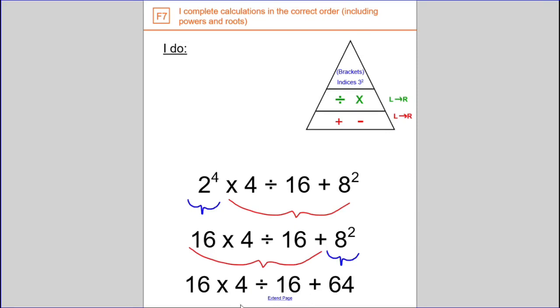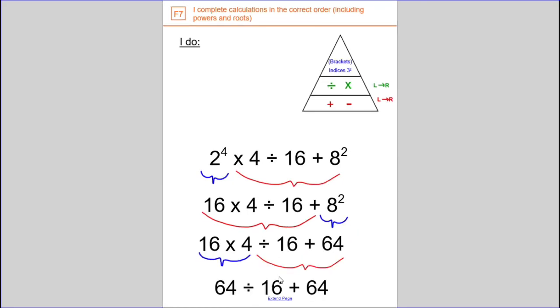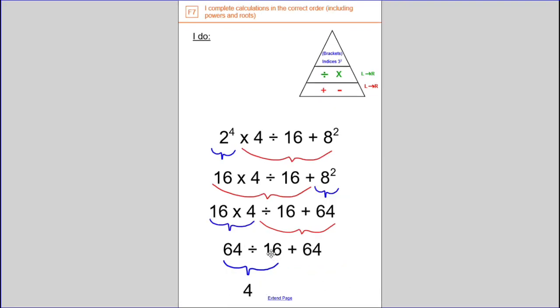Then I need to multiply next, because multiply and divide are on the same level. But I'm going to start from left to right. 16 times 4 gives me 64. Bring the rest of the information down. Here we've got to do division before addition. So if I do that, I get 4. Bring the rest of it down. 4 add 64 is going to give me 68.